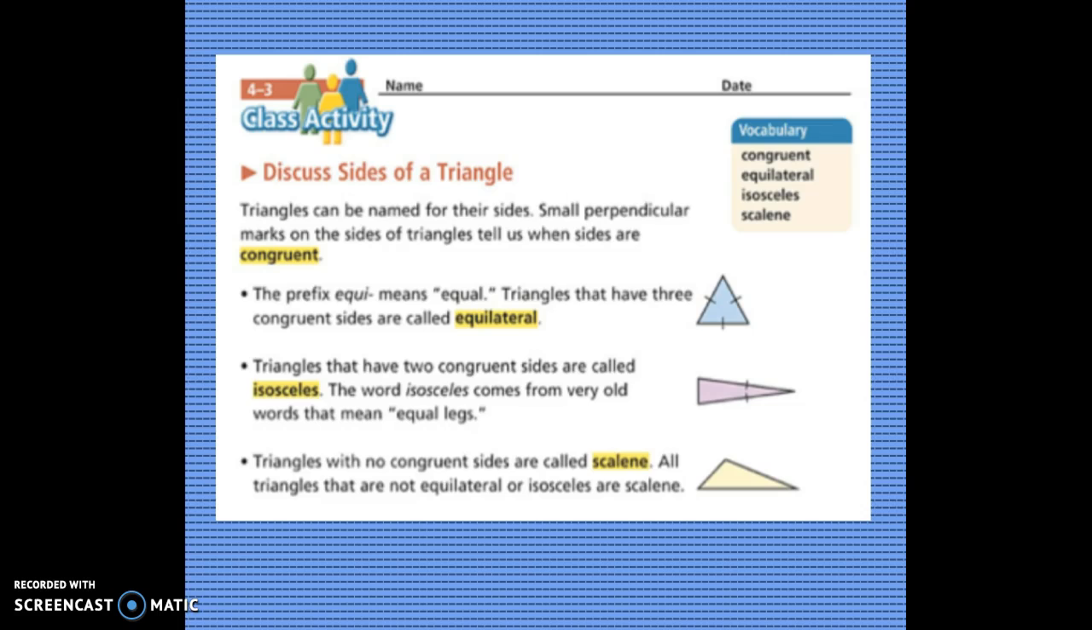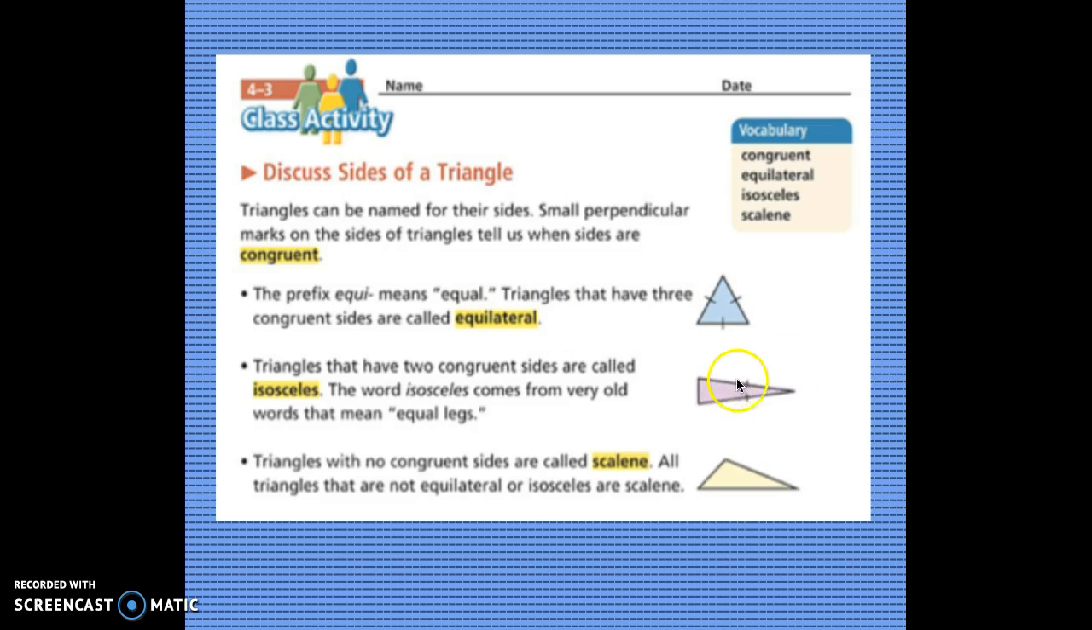Now, that's one way to name triangles, by their angles. Another way to name triangles is by looking at their sides. A triangle that has the same perpendicular marks on all sides has congruent sides. Meaning if I look at this triangle, all of these sides are exactly the same, so they're congruent. Another way of saying it is they're equal. In this case, because all the sides are equal, we call it an equilateral triangle.